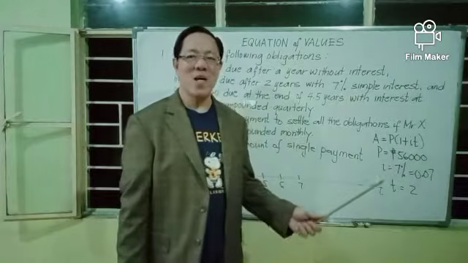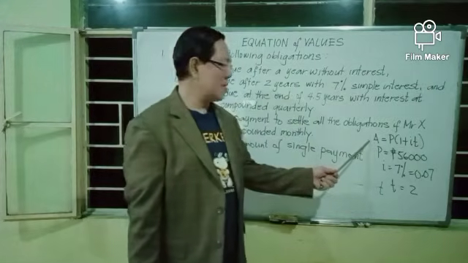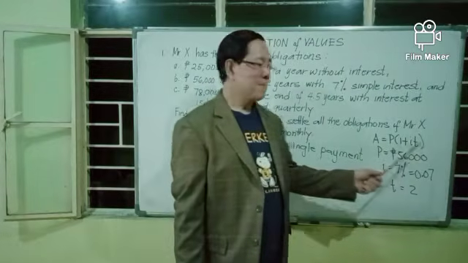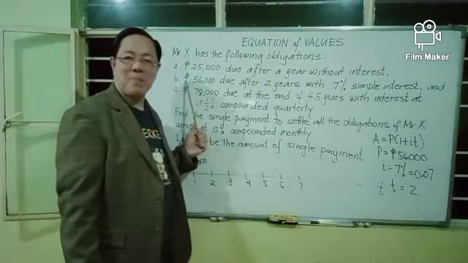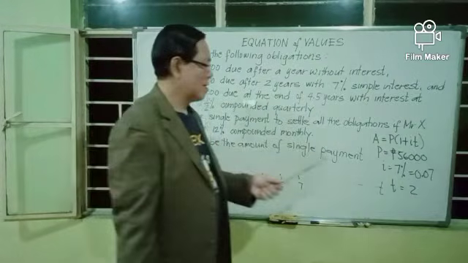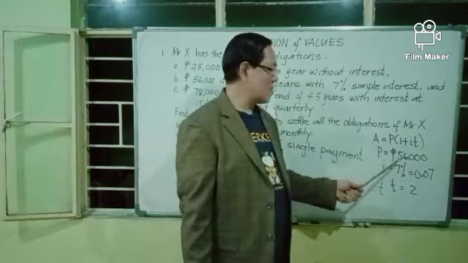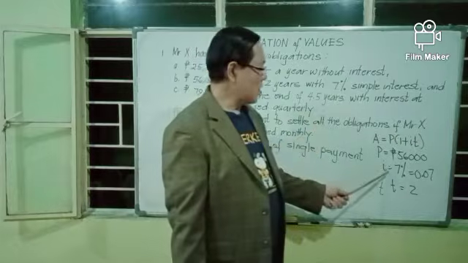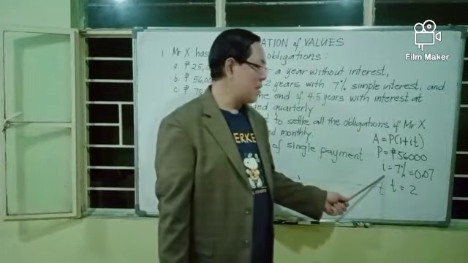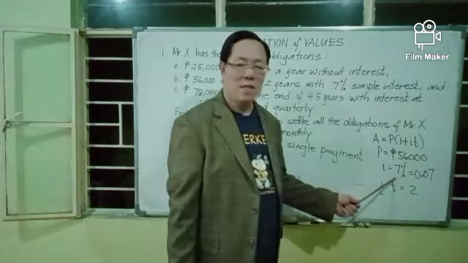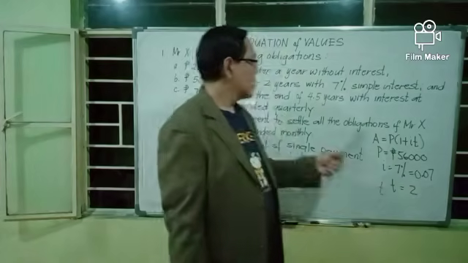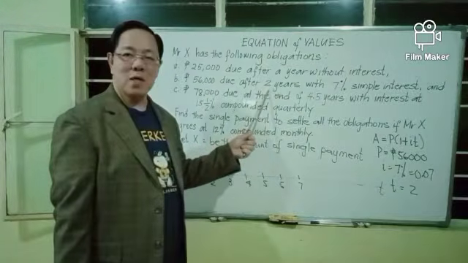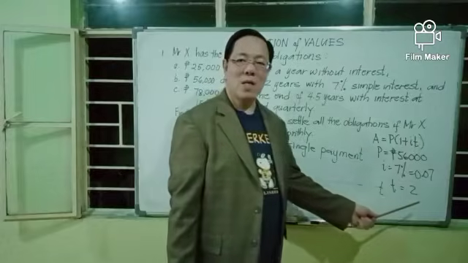At simple interest rate, the accumulated value denoted by capital A is given by P, principal, multiplied by quantity 1 plus IT. In the second obligation, the principal P is 56,000 pesos. Small i here is the simple interest of 7%. And we convert the interest rate to a decimal number, 7% divided by 100 is 0.07. And the loan with interest is due after 2 years. Therefore, T is equal to 2.